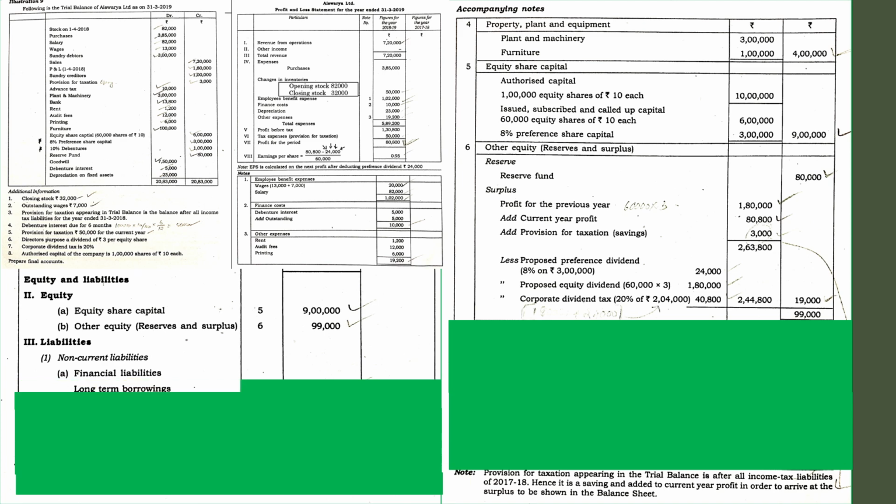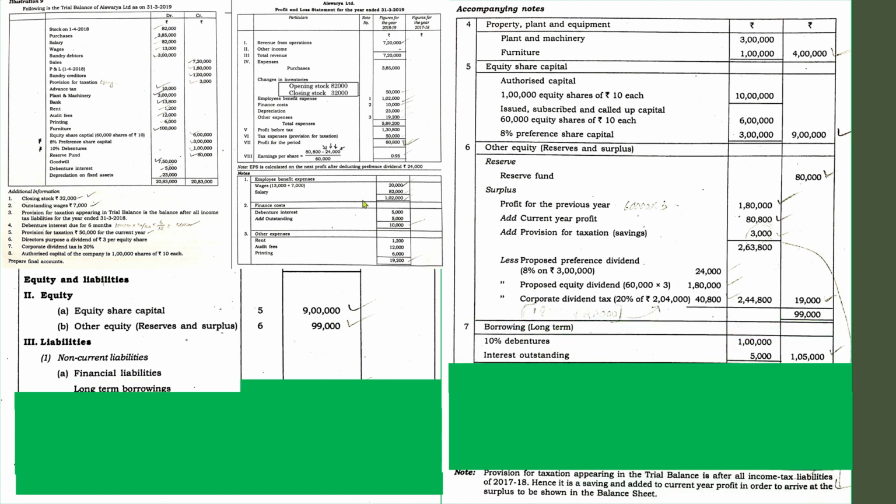So debentures is 1 lakh and interest outstanding on debentures is 5,000, because the total debenture interest was 10,000, and out of 10,000, 5,000 was already paid and 5,000 was outstanding. So you have to add the outstanding along with the debentures. So 1,05,000, show this 1,05,000 in the debenture amount.